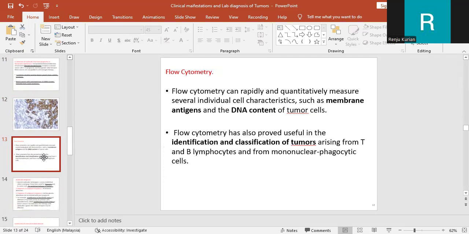Another technique used for diagnosis of tumor is flow cytometry. Flow cytometry is employed to detect membrane antigens and the DNA content of tumor cells. It is widely employed for identification and classification of tumors which arise from lymphocytes and phagocytic cells.